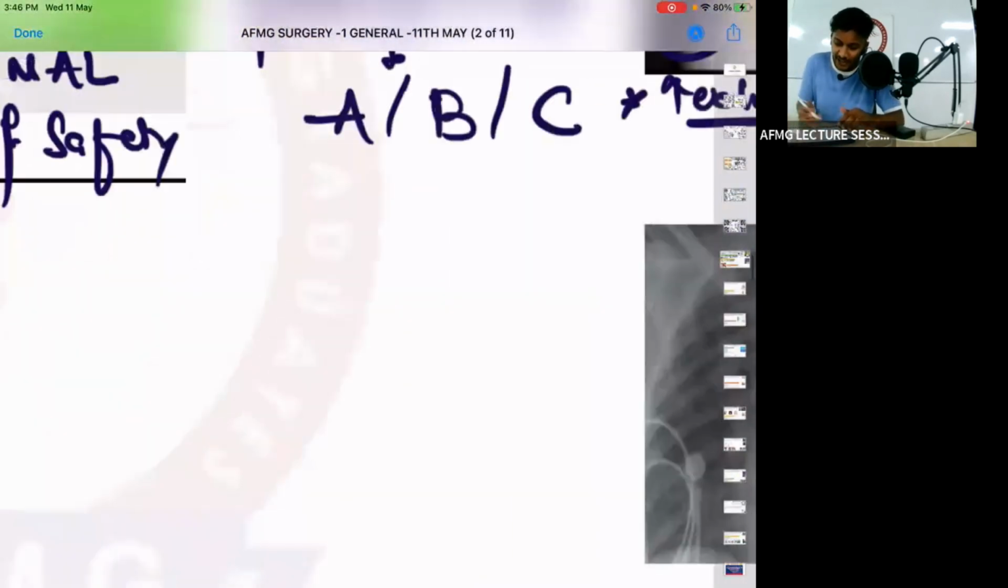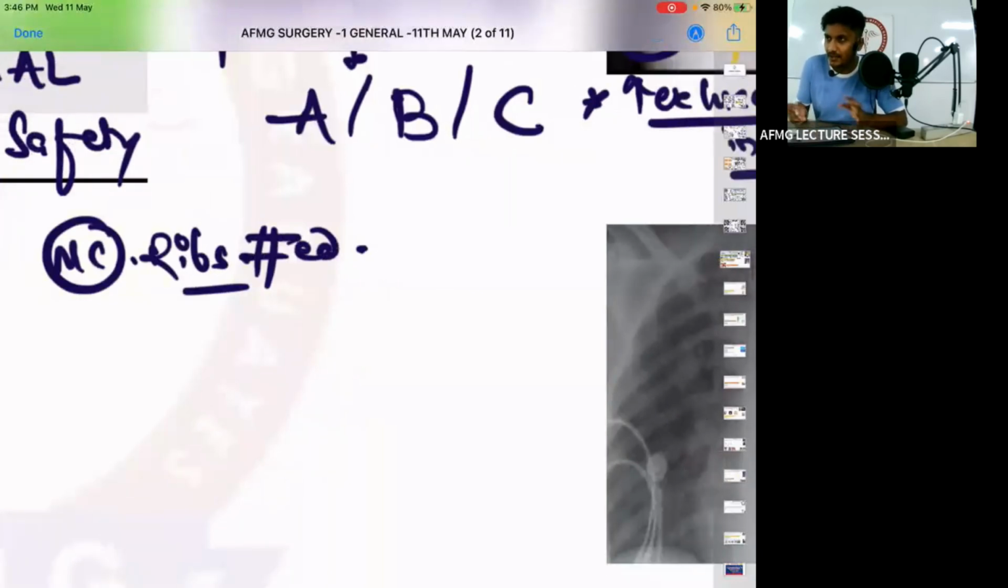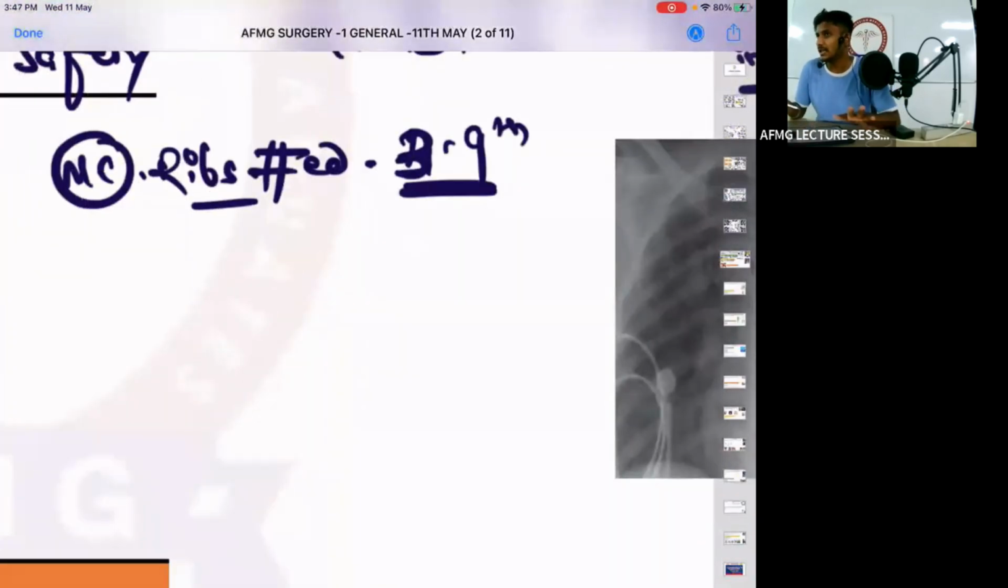If I talk about rib fracture, the most common structure which undergoes injury during thoracic trauma is your ribs, because they are most prominent. The most common ribs to fracture are 4 to 9. On an average, you can say 3 to 5. So 3 to 9 yaad rakho. The third is also prone to rib fracture. No issues with this, anybody?